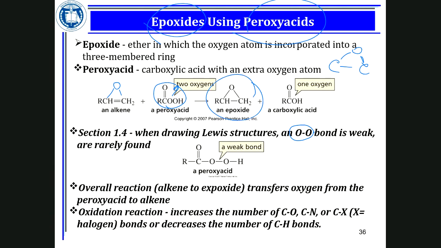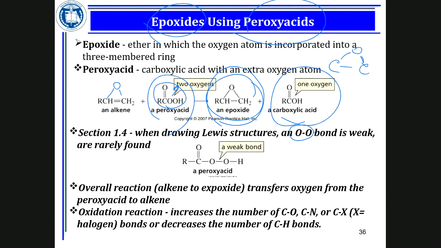Your reactant is alkene. Your reagent is a peroxy acid. And the product is epoxide. Then carboxylic acid is going to be your byproduct. Sometimes we don't even write down the byproducts. It's understood that it's going to be there. It needs to be purified, but we don't always write it.